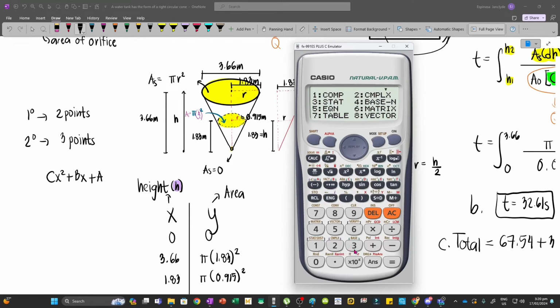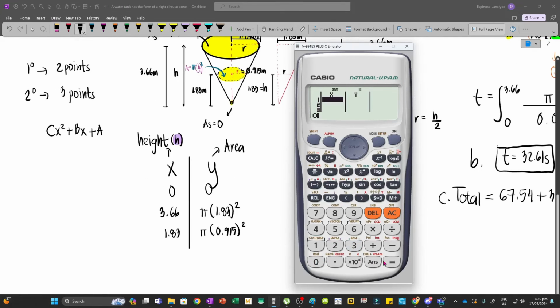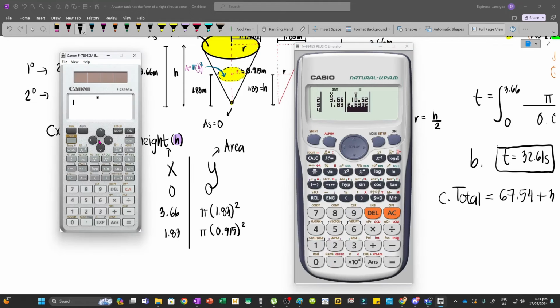So back to stat, press 3, and then we have 0, 0, and then 3.66 and pi times 1.83 squared, and then we have 1.83 and pi times 0.915 squared. Now, since it will differ a bit depending on your calculator, I will show you the two. And so here, we start with the CASIO.